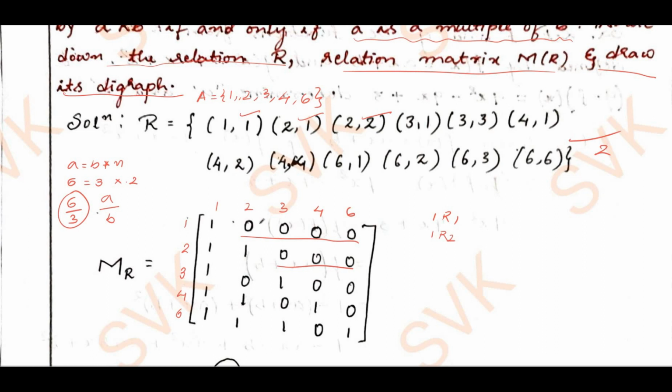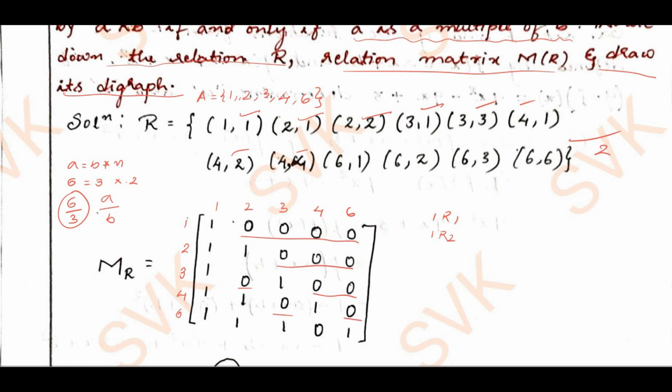Next, similarly, 3 1 is there. For that reason, I will put 1. 3 2 is not there, so it is 0. 3 3 is there, so it is 1. 3 4 is not there, 3 6 is not there. Therefore it is 0. 4 1 is there. 4 2 is there. 4 4 is there. For that reason I am putting 1 1 1. The rest of the values are 0.